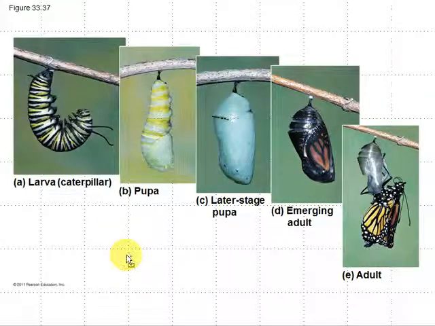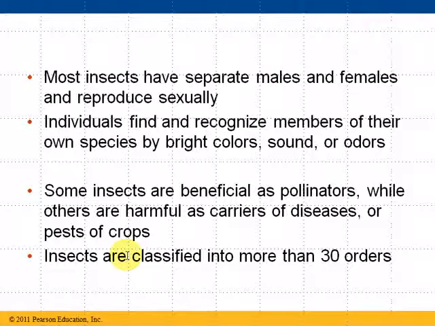Most insects have separate male and females and reproduce sexually. Individuals find and recognize members of their own species using colors, sound, smells. Particular chemicals called pheromones are very important in insects. Different insects release different pheromones to attract mates and the like. Some insects are beneficial, of course, like pollinators such as bees, and others are harmful or possibly disease-carrying, like mosquitoes, or pests of crops like grasshoppers.